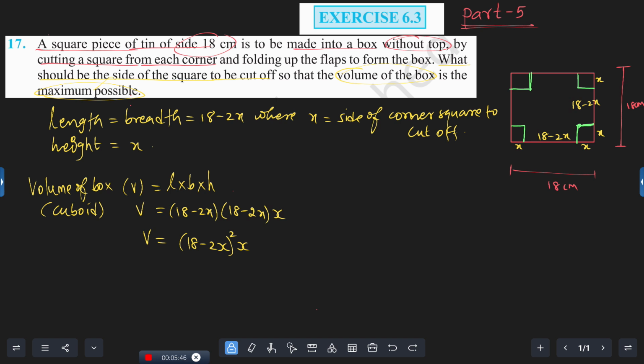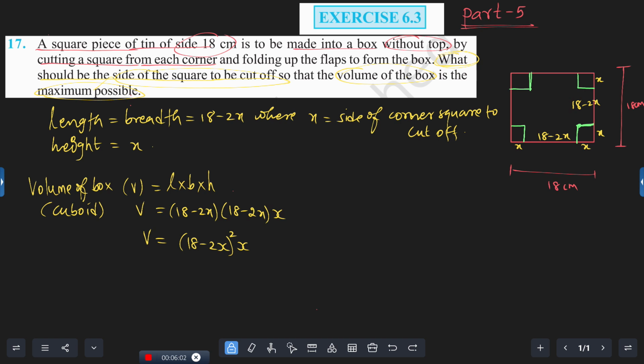Later you want to find what? Here they asked what should be the side of the square cut off. The cut-off square side length is what? That is the x value they are asking. Have you understood the question first? Right, fine. Now we'll go.